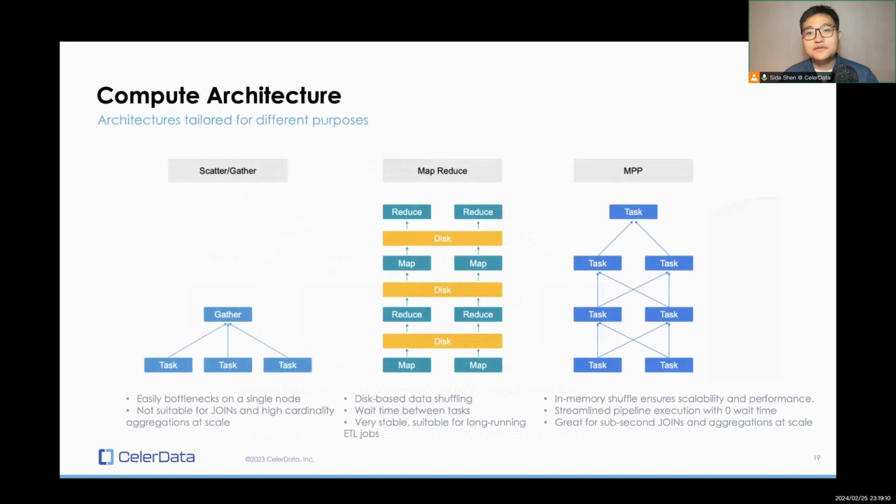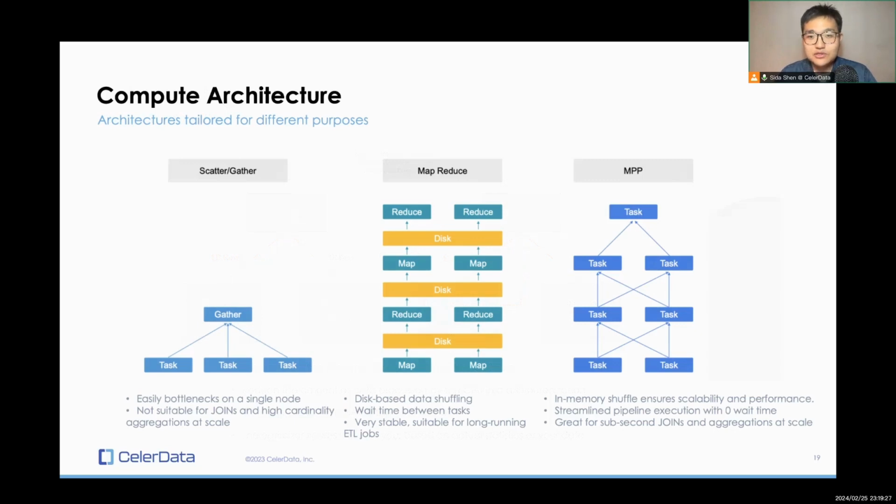Enough of the query planning part. Let's talk a little bit about query execution. First, let's talk about this on a higher level: the compute architecture of different systems. I categorize them into three main categories.